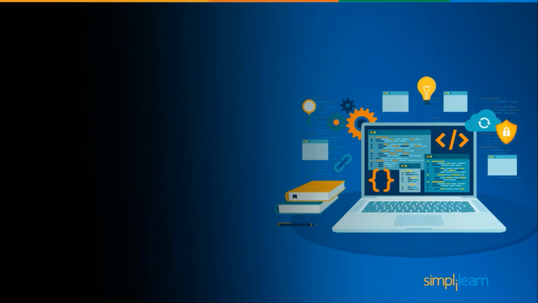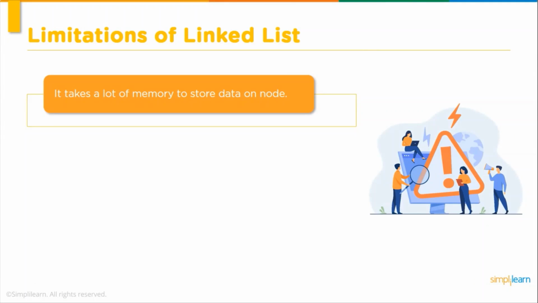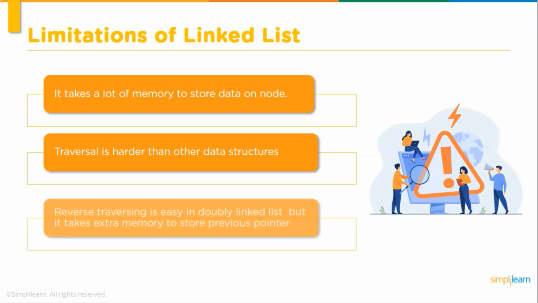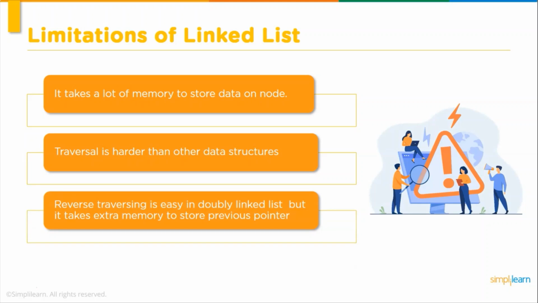Now, let's talk about some disadvantages as well. First up, since the linked list is made up of nodes, it takes extra storage for storing data and reference pointer. Next, the traversal in the linked list is a bit harder than other data structures. Reverse traversing is easy in doubly and circular doubly linked list, but since it uses one extra pointer, it takes extra storage, making it another limitation.